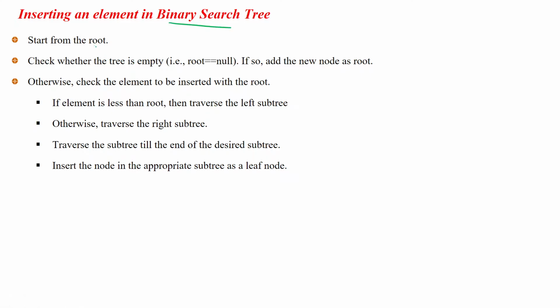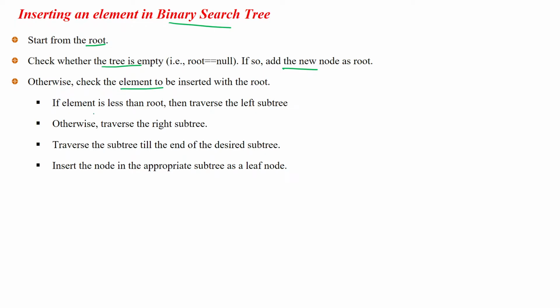Here we will start always from the root. Initially we are checking whether the tree is empty or not. If the tree is empty, the new node will be added as the root. Then again we will pass another element into the existing tree. So now the root will be available.